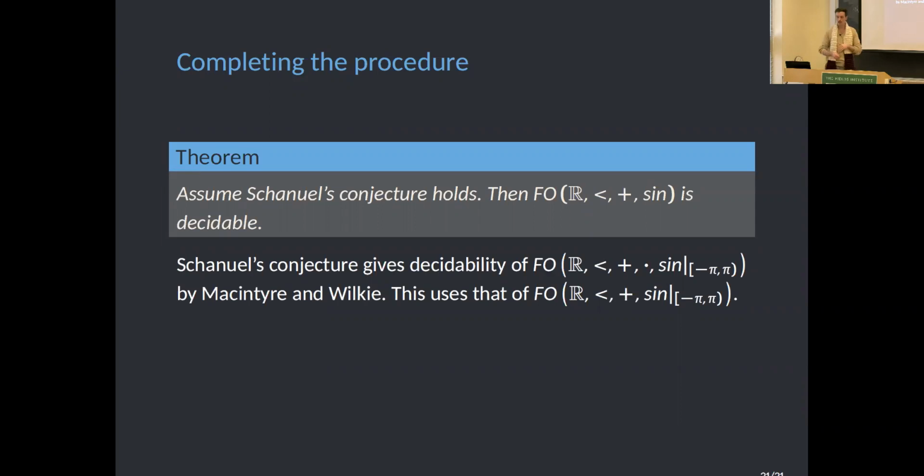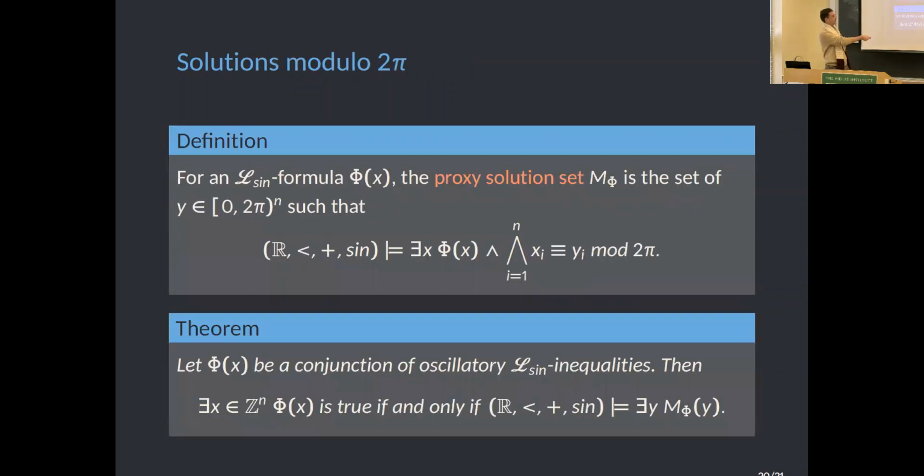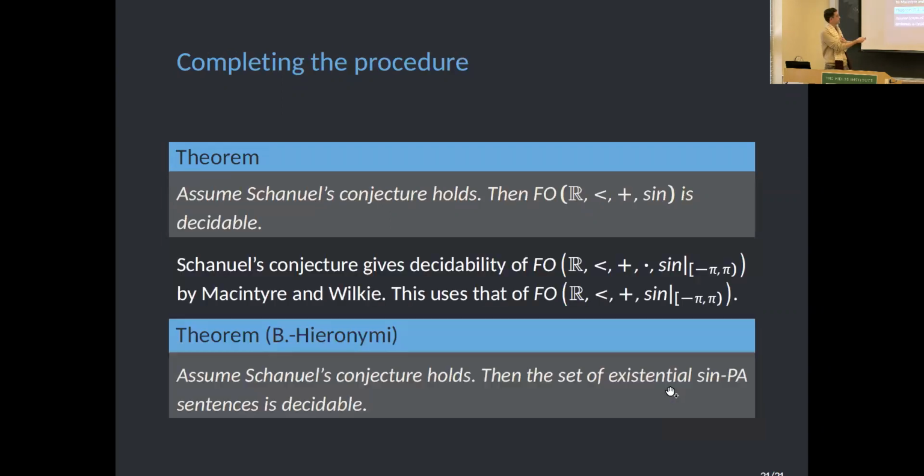But again, the point is, if we have decidability of this theory, we can then derive decidability for the theory with unrestricted sine, which is, again, what we need here, because that's the theory that we reduced existential sine PA to, in a sense. And so that gives us the second main result, which is: if we assume that Schanuel's conjecture holds for C, then the set of existential sine PA sentences is decidable.